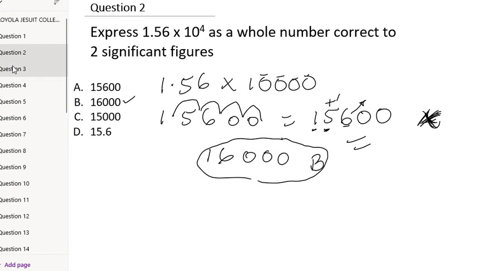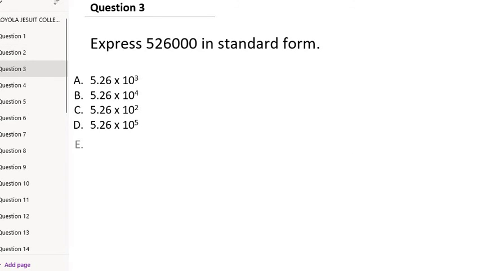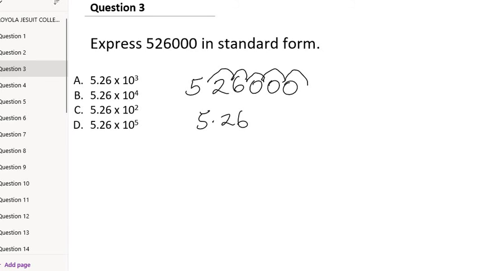Question 3. Express 526,000 in standard form. I'm going to write this out. 526,000 in standard form. So you count from the right till you get to the last digit. So let's go 1, 2, 3, 4, 5. So we have 5.26 times. How many times did we count? 5 times 10 raised to the power 5. That's the answer. So the right option is D.